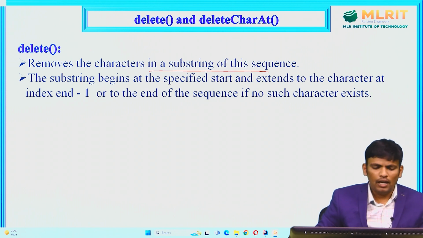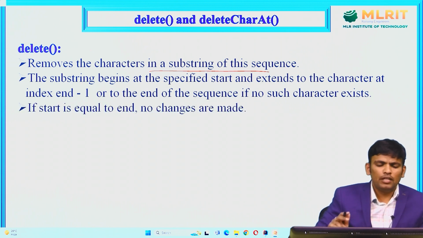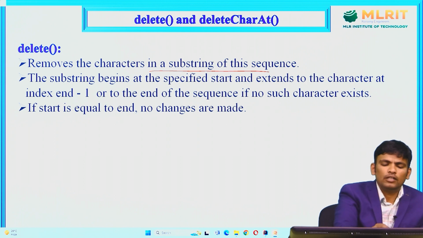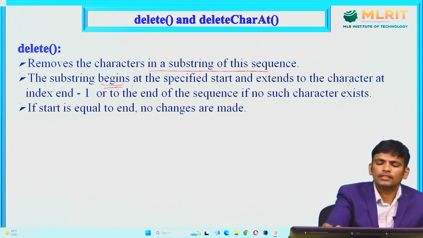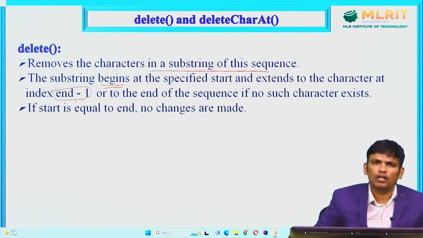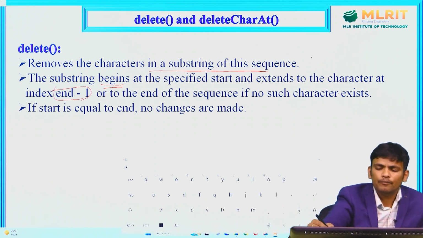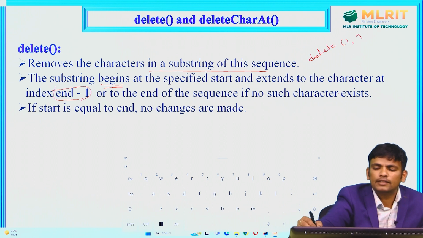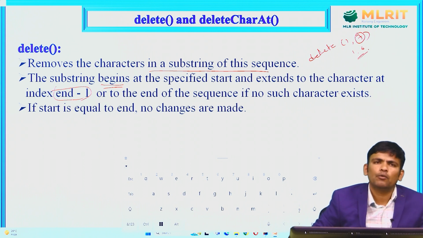Here we need to pass two arguments, one is the begin index and the second one is the end index. Whenever you pass the end index, it will take end minus 1. Suppose you pass delete(1, 7), the 7 means it will take 1 to 6 only.